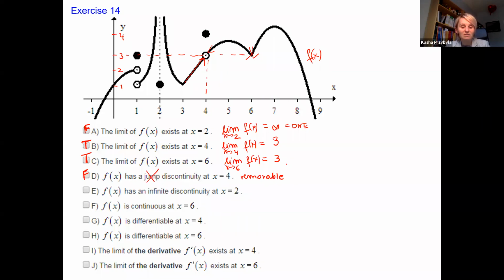Statement E: f of x has an infinite discontinuity at 2. Infinite discontinuity, where we expect that the one-sided limit or overall limit is infinity. Was the limit at 2 infinity? Yes, true. That means we have an asymptote, we have an infinite discontinuity. Okay, the function is continuous at 6. Do we have continuity at 6?